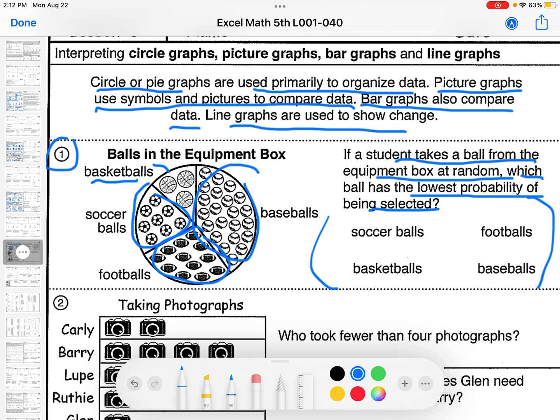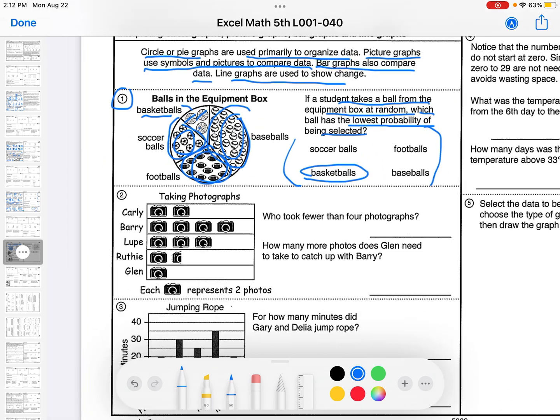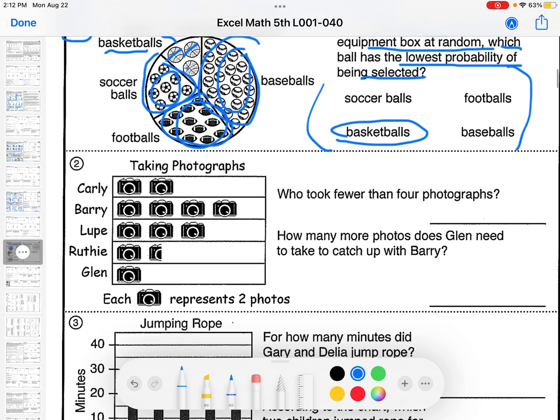All right, so when you pause the video, you should have picked basketballs. You should have circled that one. If you did not pick basketballs, erase and fix your answer because there are only 3 basketballs in the equipment box. There are a ton of baseballs, quite a few footballs, and definitely more than 3 soccer balls. All right, let's go to number 2.